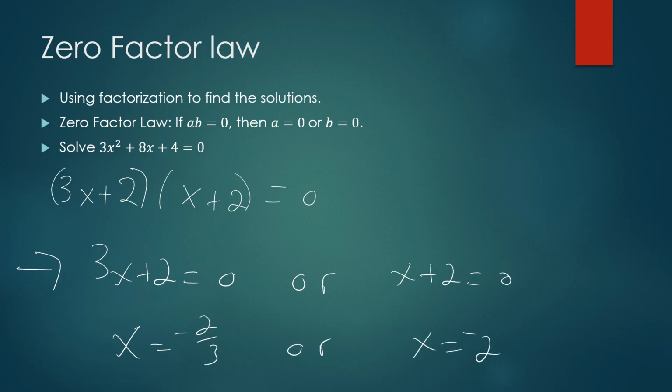So what we have is two solutions, where one solution is negative 2/3 and the other solution is negative 2. That means there are two values that will make this equation true. And that's how we use the zero factor law. Once we have the factorization, we set each factor to 0, and therefore we solve each individual equation, and we get our answer.